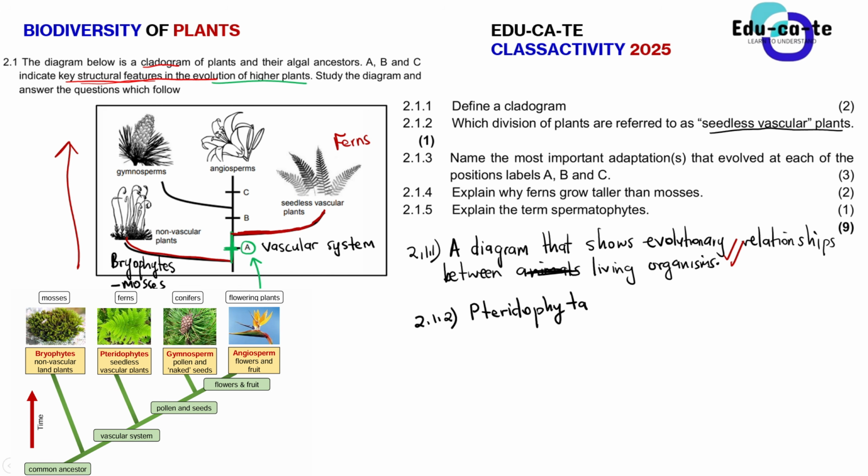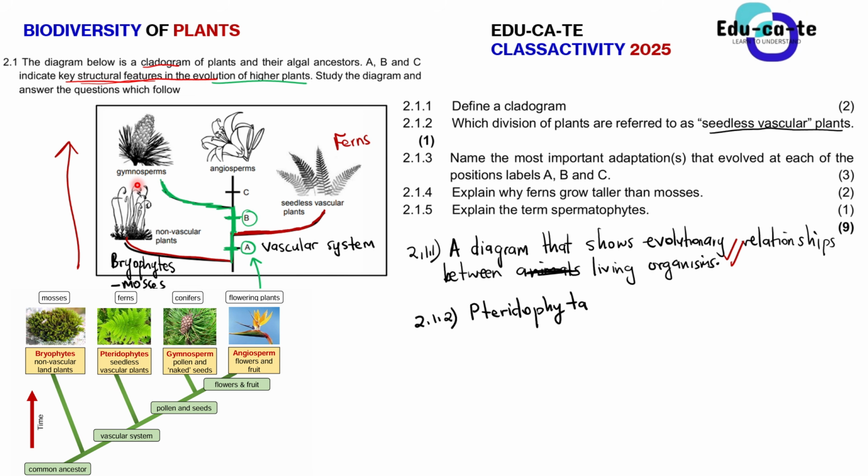If we continue moving to the top with our phylogenetic tree, we meet another new change, which is B. We need to be able to identify what B is. That new change leads us to the formation of the gymnosperms. What is the difference between the pteridophytes, where we are coming from, and the gymnosperms? The gymnosperms have seeds. So the major thing that has changed at B is the development of seeds.